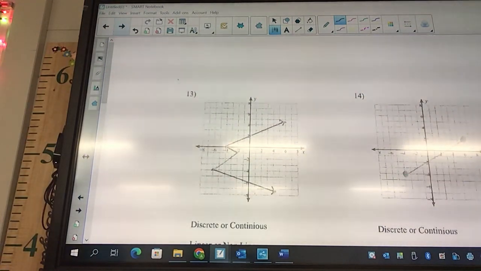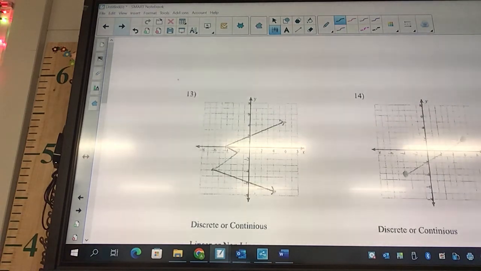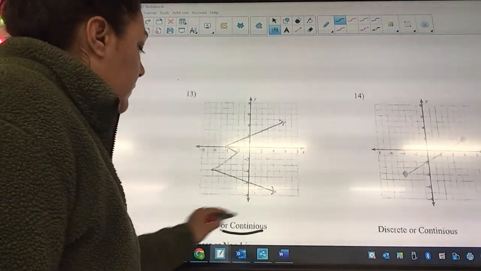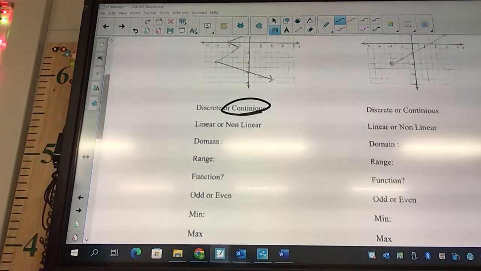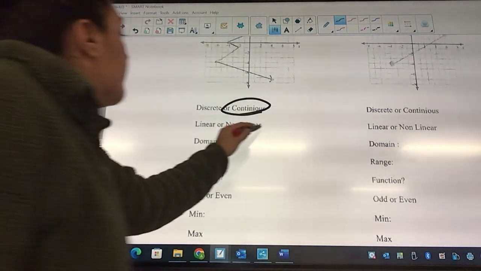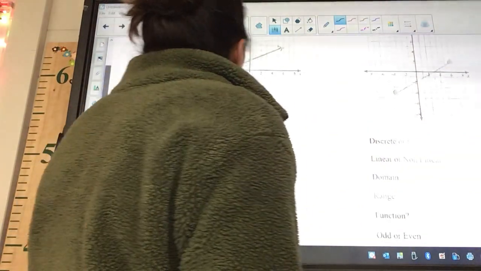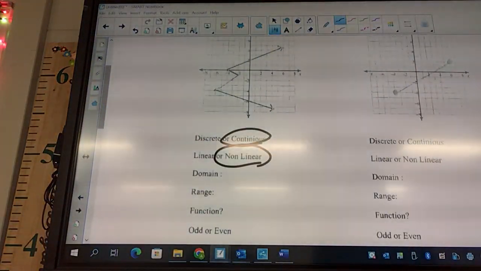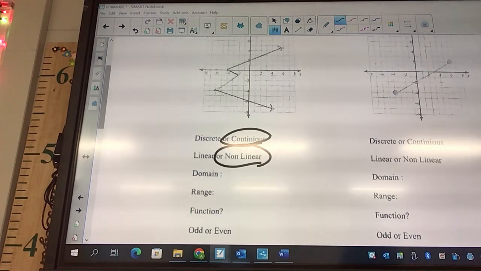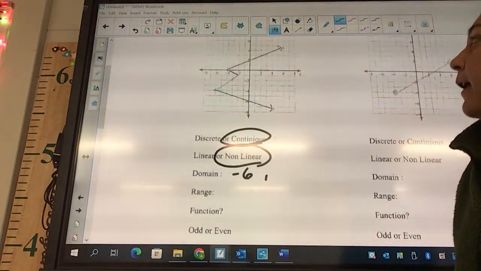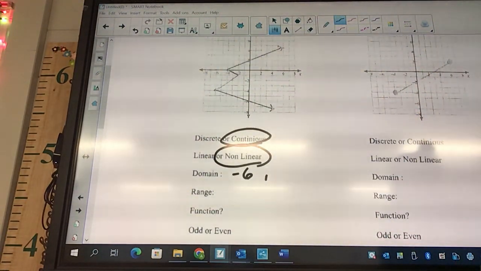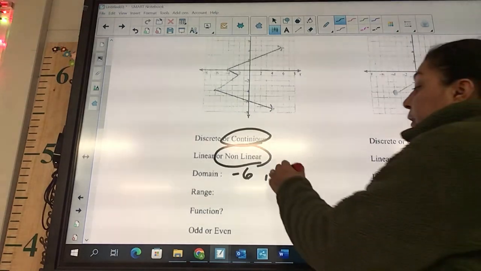Okay, 13. Is this discrete or continuous? It's continuous. Is it linear or non-linear? Non-linear, good. What is the domain? Starts at -6. -6 to 6. Infinity, positive. Okay, why is it infinity, Gibson?